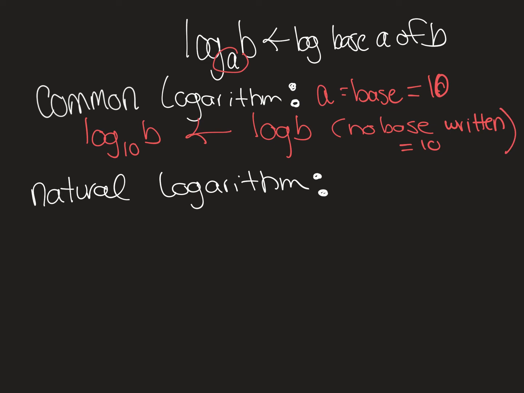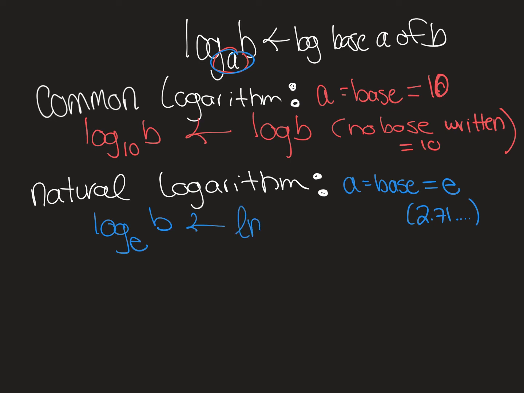Also, we have another number we use a lot for this A value. That's when our A, which is our base, equals E, which we know is 2.71 and so on. So we write that one as log base E of B. Well, we write this so often in math that we call this ln of B. So when you see ln, that means your base is E.